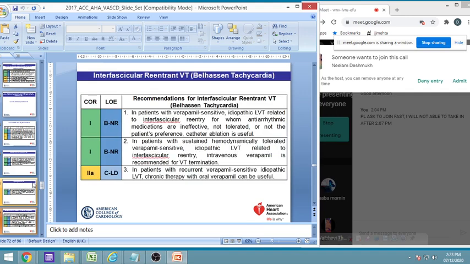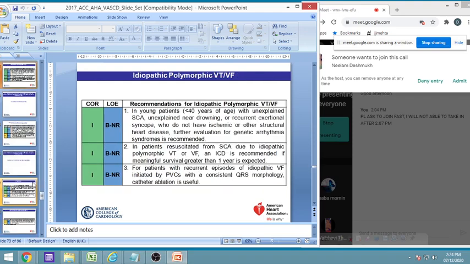Then interfascicular reentrant, there is a reentrant mechanism. In those cases, for a patient with verapamil-sensitive idiopathic LVT related to it, give verapamil, otherwise give catheter ablation. For a patient with sustained, hemodynamically tolerated verapamil-sensitive idiopathic LVT related to intrafascicular reentry, intravenous verapamil is the best treatment. So in all these cases, verapamil is the best treatment.